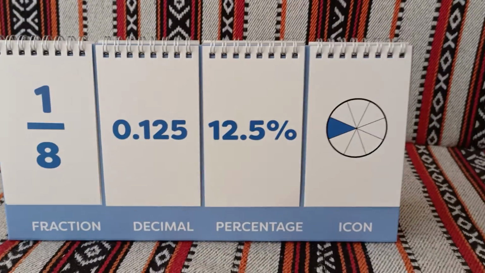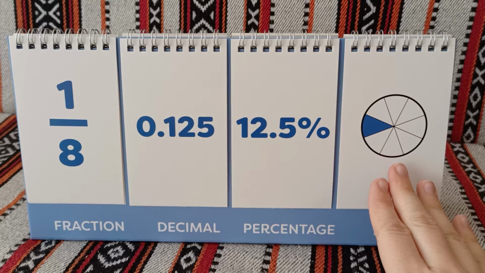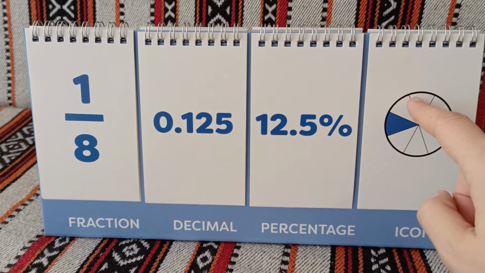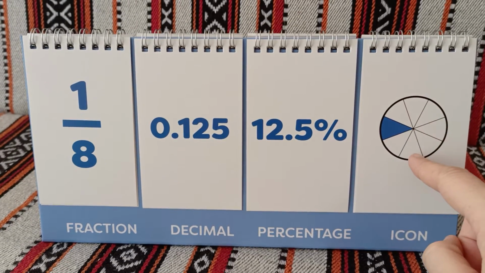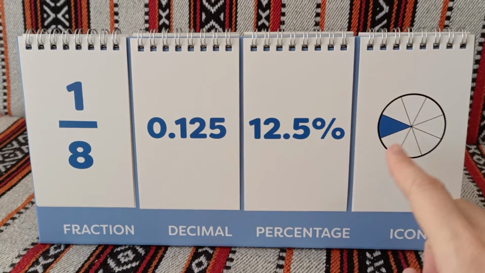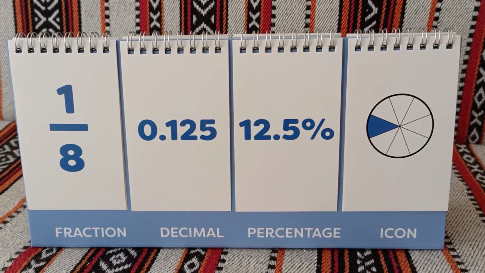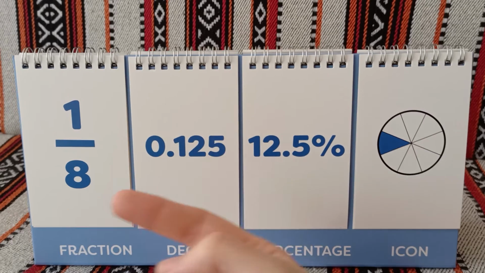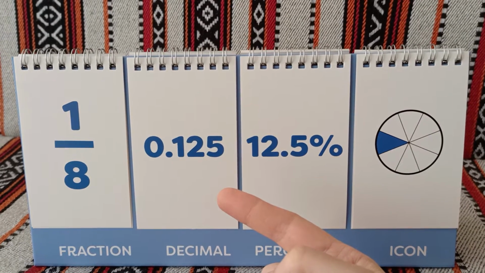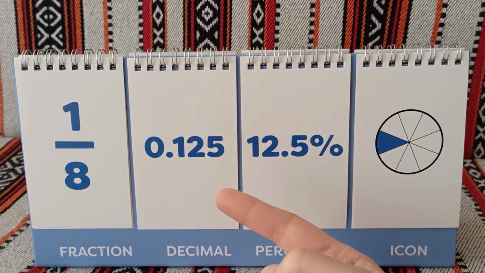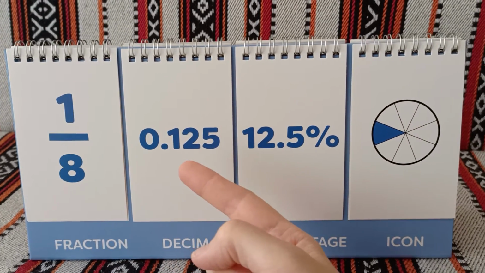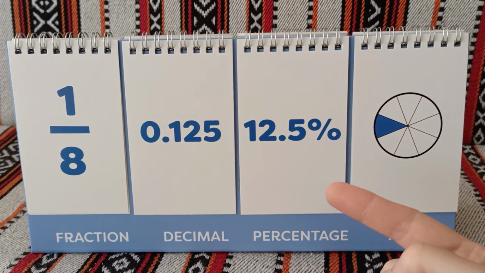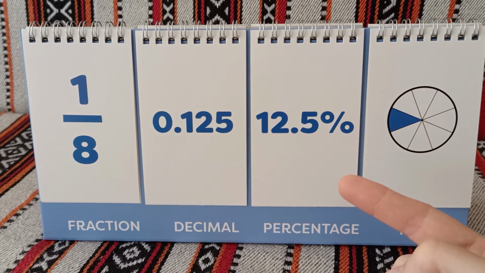Here we have 1/8. That is, if you take a whole thing and cut it into 8 pieces, 1, 2, 3, 4, 5, 6, 7, 8. This is one of the 8 pieces. The fraction, we would say 1/8. The decimal, we would say 0.125. Same thing. And for the percentage, we would say 12.5%.